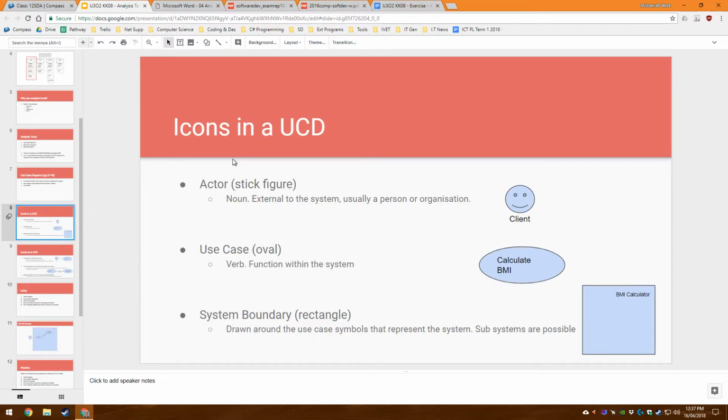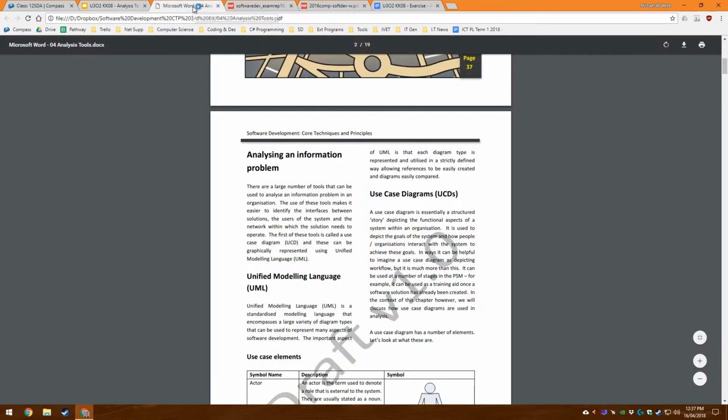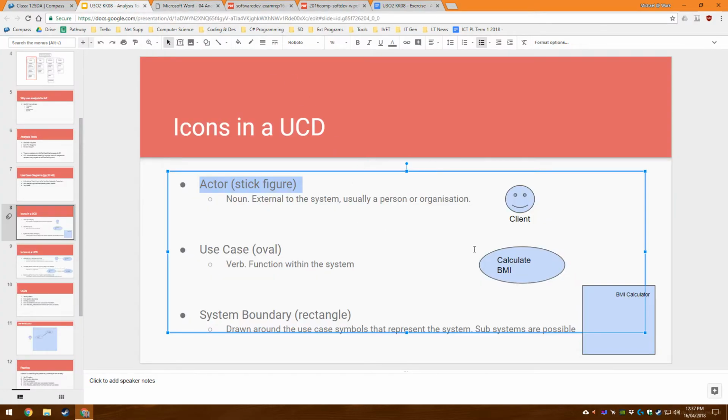Okay, so the first one we have is what's known as an actor, and that's represented by a stick figure, which we can see in this symbol here. That's what an actor will generally look like, and that's what they'll look like in the exam. Just for the sake of simplicity in our presentation, in Google Drawing, I've just made it a head there. Generally speaking, it'll be a noun, something external to the actual physical computer system, and it's usually just a person or an organization. So if you had a library system, it would be a librarian, or a user who's coming in to borrow a book, something like that. So that's the first one, an actor.